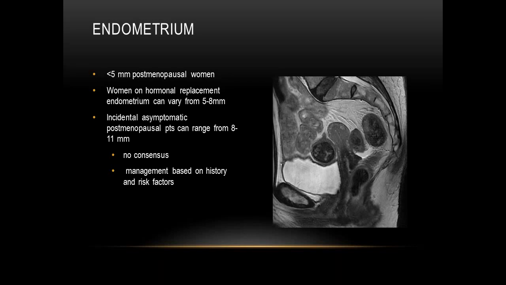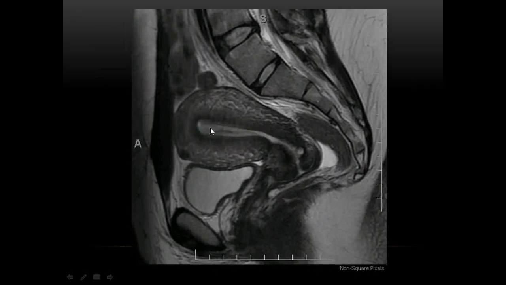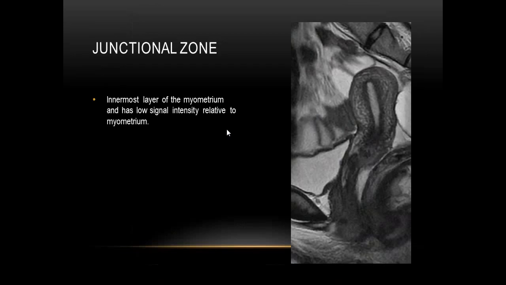And when we see this, we recommend management based on the history. If the patient has any risk factors, etc., tamoxifen usage, obesity, anything that may put her at increased risk for endometrial cancer. So this is just the yellow line demonstrating the endometrium. And another example, our T2 bright signal intensity.